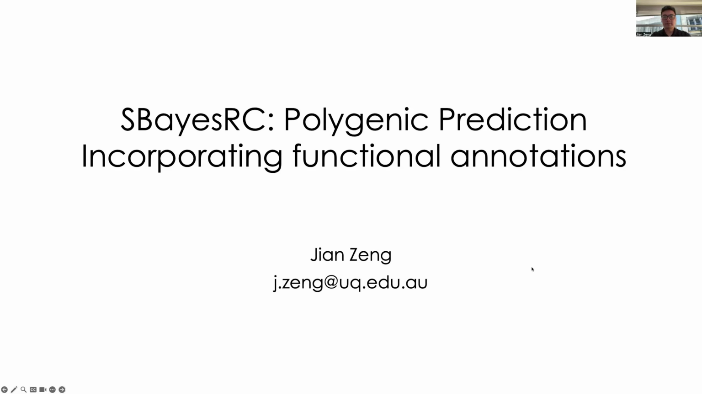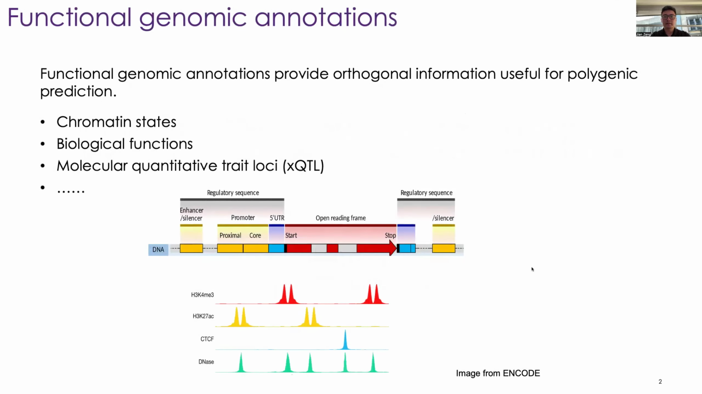In this final part, we focused on SBayesRC, a method that I recently developed in our lab to integrate functional genomic annotations into polygenic prediction. Functional genomic annotations provide almost orthogonal information that is potentially useful for polygenic prediction. And the functional genomic annotation can include chromatin states, biological function of the sequence, and molecular QTL information.